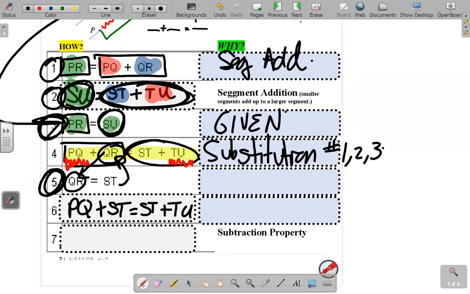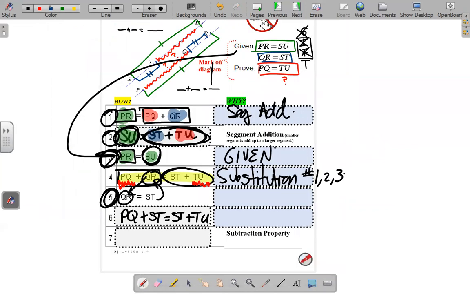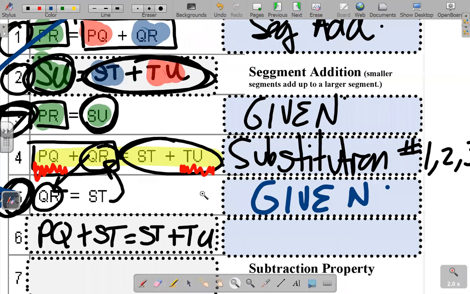Step 5, Lily, why is step 5 true? Why is step 5 true, sweetheart? It's a given. Yeah, it's given. All right.